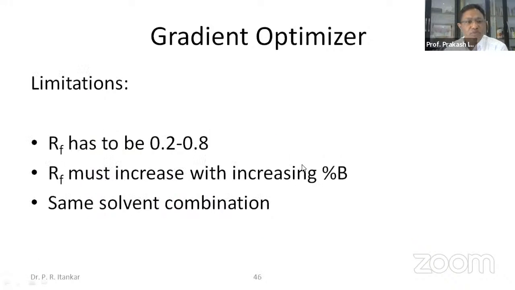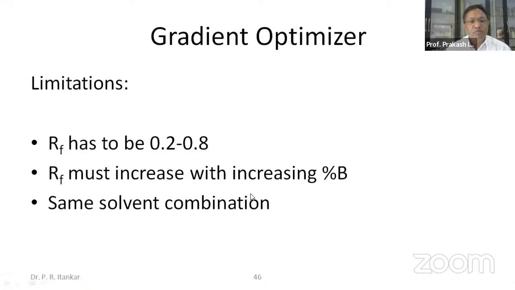Now, limitations are also there. So RF has to be between 0.2 and 0.8, as we have seen in the example, that even with 0.84, that was acetophenone, wherein 0.8 was achieved with 50% ethyl acetate, it could be separated by using this system.